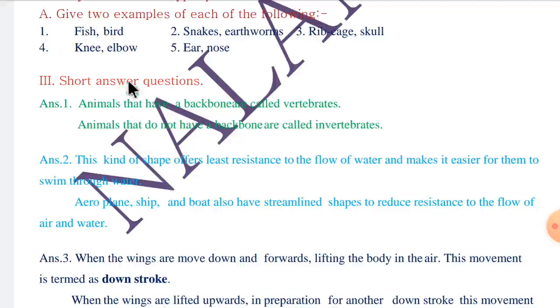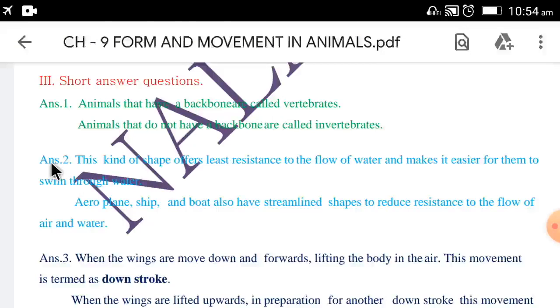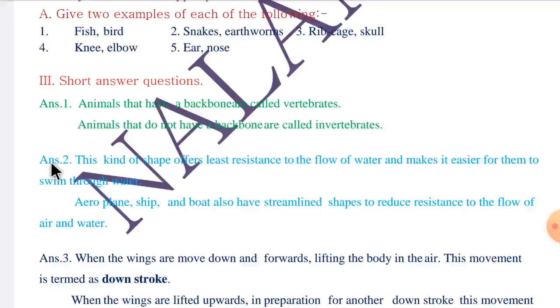Right. So the first one is: differentiate between vertebrates and invertebrates. Animals that have a backbone are called vertebrates, and animals that do not have a backbone are called invertebrates. Let's see the next one: how does a streamlined body help a fish to move in water?